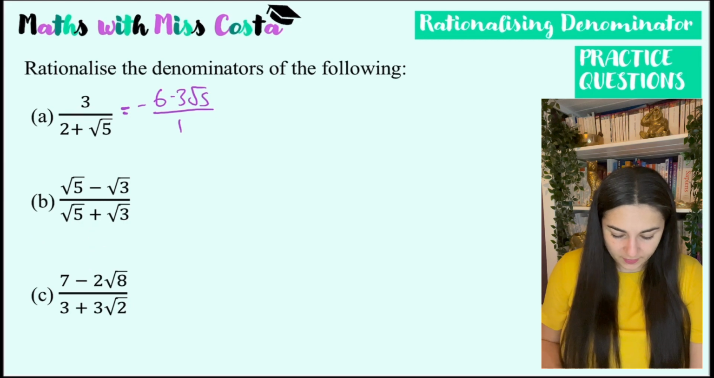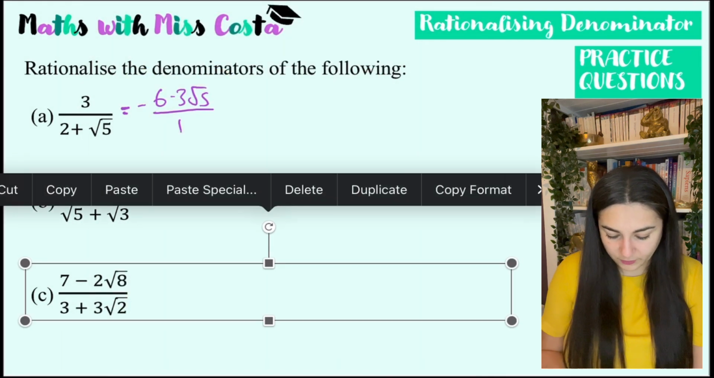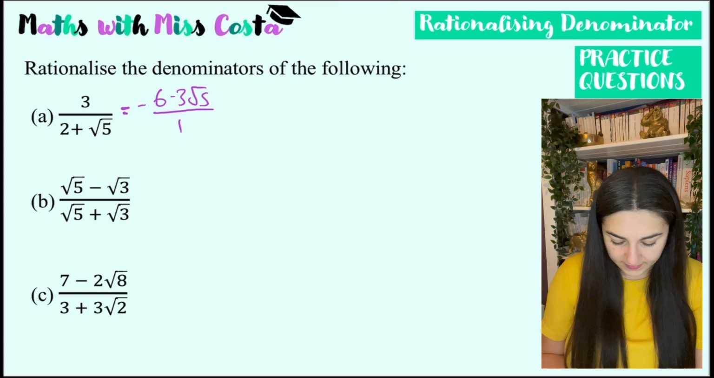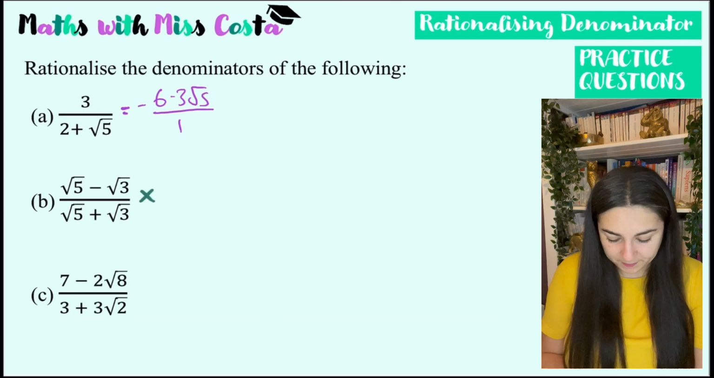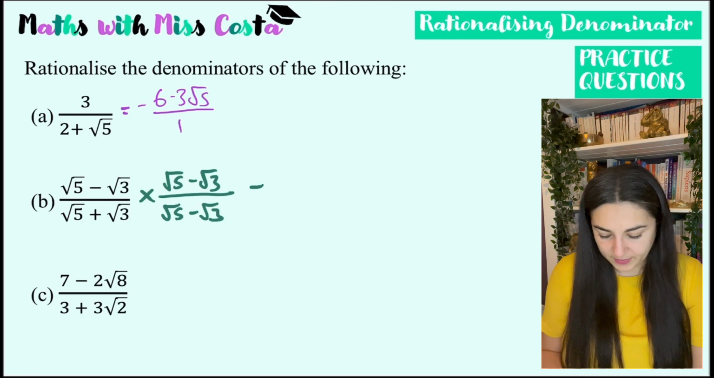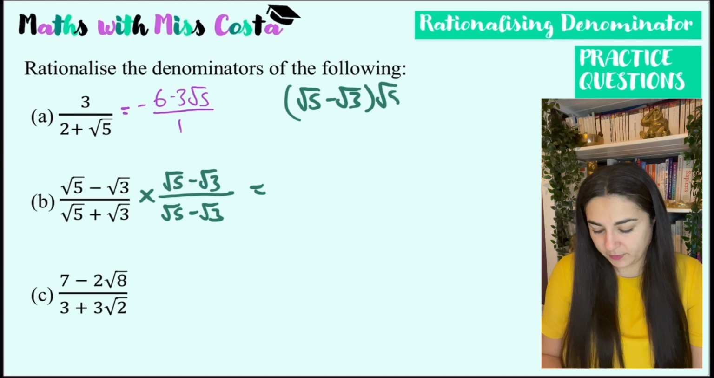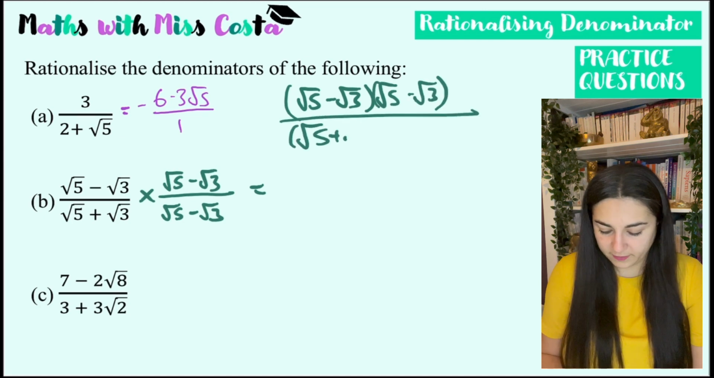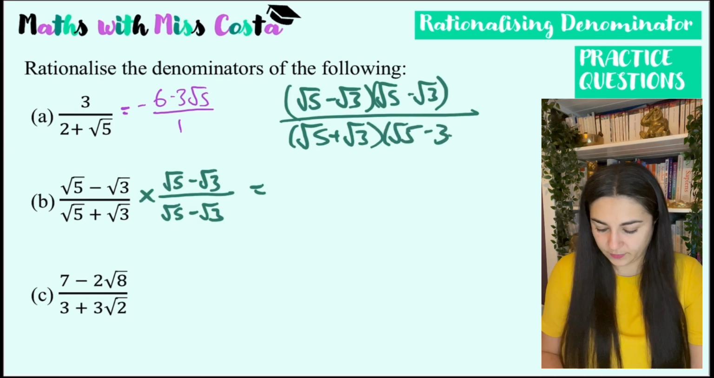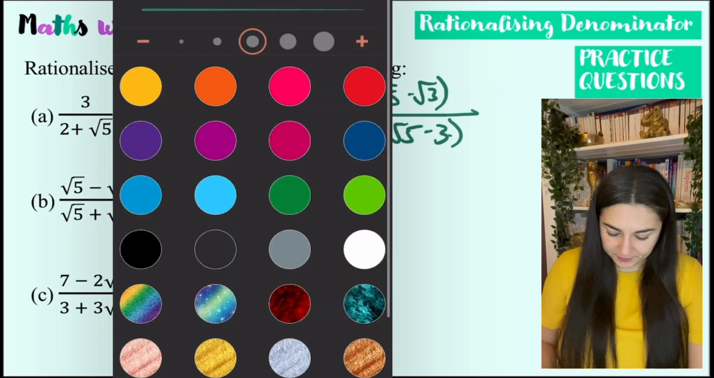So then we've got this question here, so we just multiply by the denominator. So root 5 take root 3 times root 5 take root 3. So that would become root 5 take root 3 multiplied by root 5 take root 3 over root 5 plus root 3 multiplied by root 5 take root 3. So let's do the numerator first.